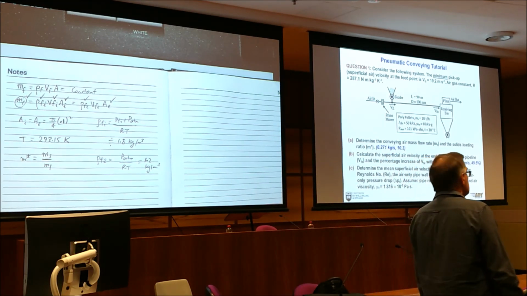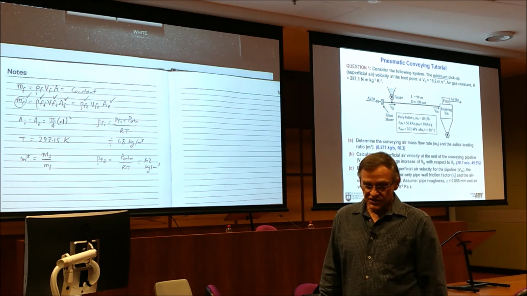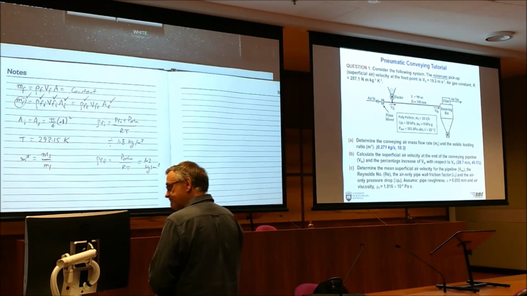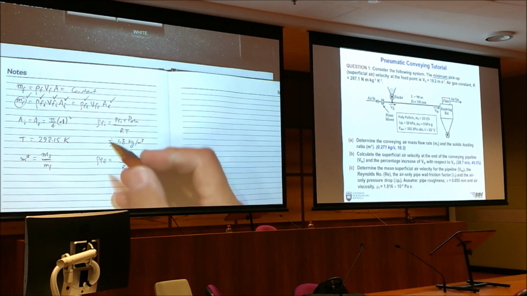So, how do we calculate VFM? The answer to that question is we do it by continuity. So the way we do it, continuity is conserved. We say that equals rho FM.